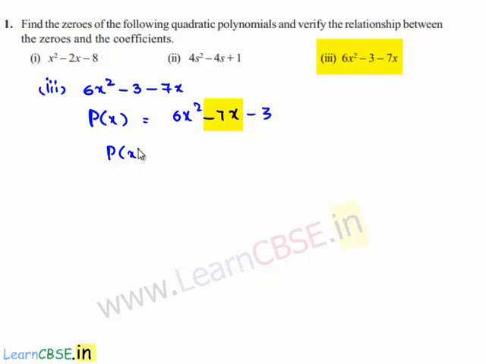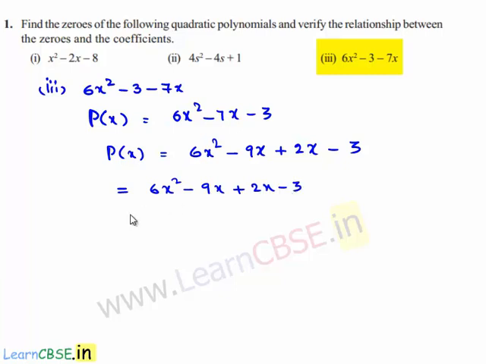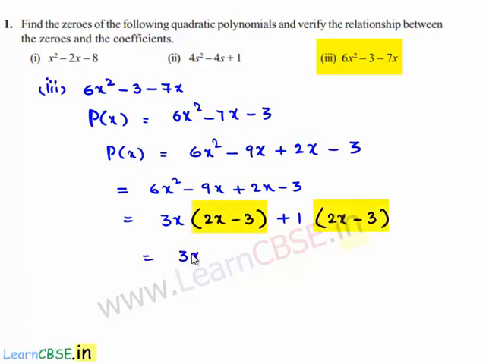So p of x is equal to 6x square minus 9x plus 2x minus 3. This is by splitting of the given polynomial, which is 6x square minus 9x plus 2x minus 3. So now we can take 3x as a common, 3x times of 2x minus 3, and here we can take 1 as common. This is 1 times of 2x minus 3. This becomes 3x plus 1 times of 2x minus 3.